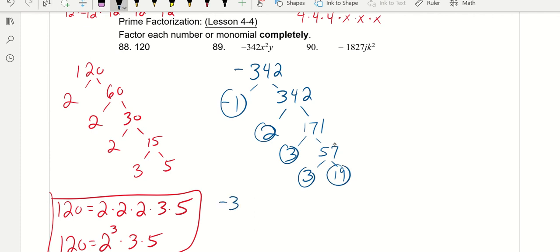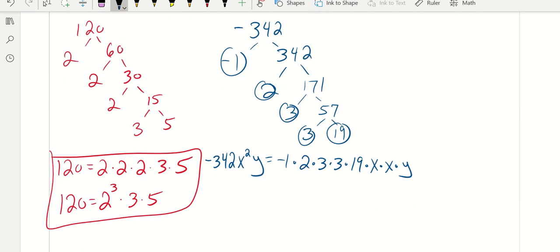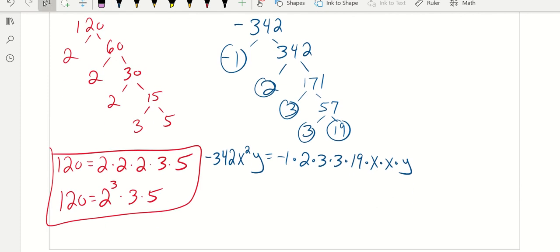So negative 342 is equal to negative 1 multiplied by 2 multiplied by 3 multiplied by 3 multiplied by 19. Oh, I forgot the variables. Hang on. Negative 342 x squared y. There we go. Multiplied by x, multiplied by x, multiplied by y. Okay, there you go.